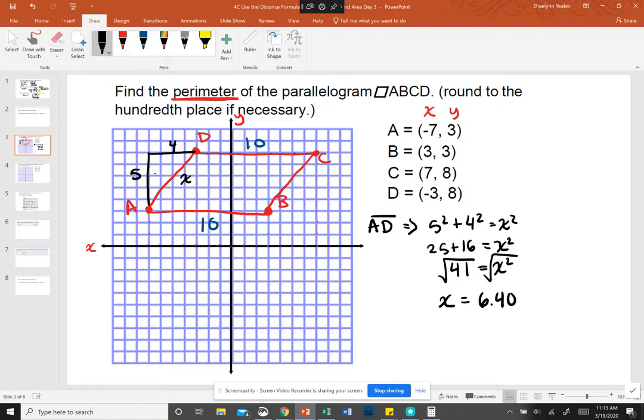So that means this is 6.40, and this is 6.40. So if I want to find the perimeter, all I have to do is add all those sides together. So my perimeter is going to be 10 plus 10 plus 6.4 plus 6.4. And I get 32.8.